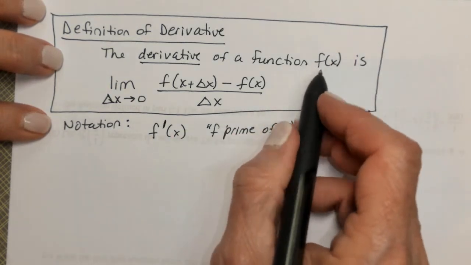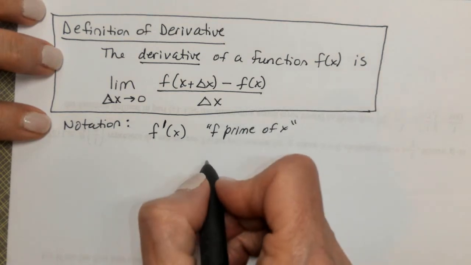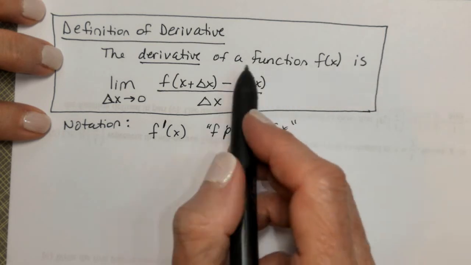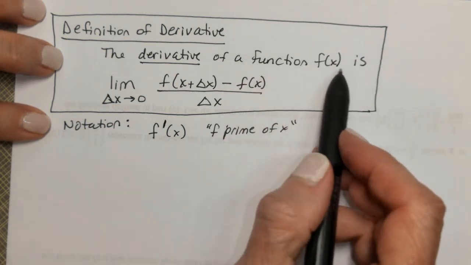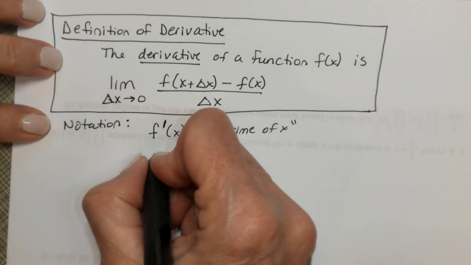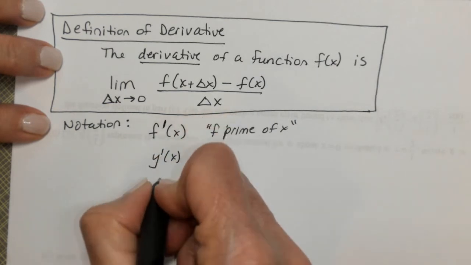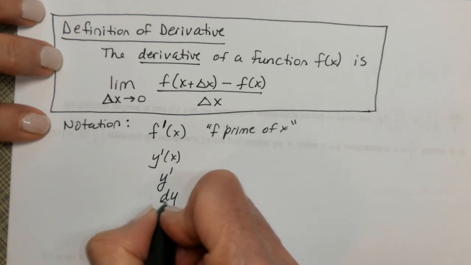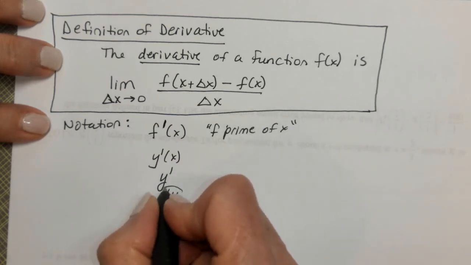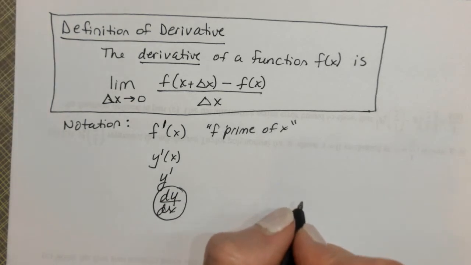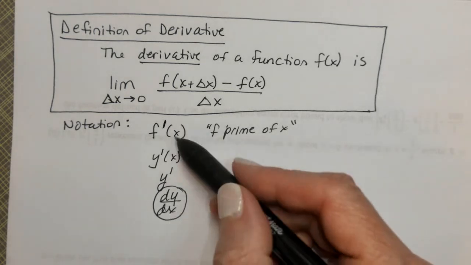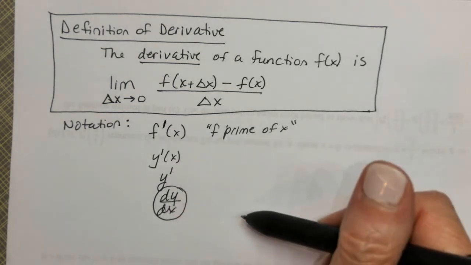If this function was g, we would write g prime of x, h prime of x, y prime of x, right? If the function was just called y, we might say y prime of x. We might just call it y prime. We might call it dy dx. That is the derivative of y with respect to x. These are all different ways of notating the derivative, and we use the various forms for different reasons. Okay?